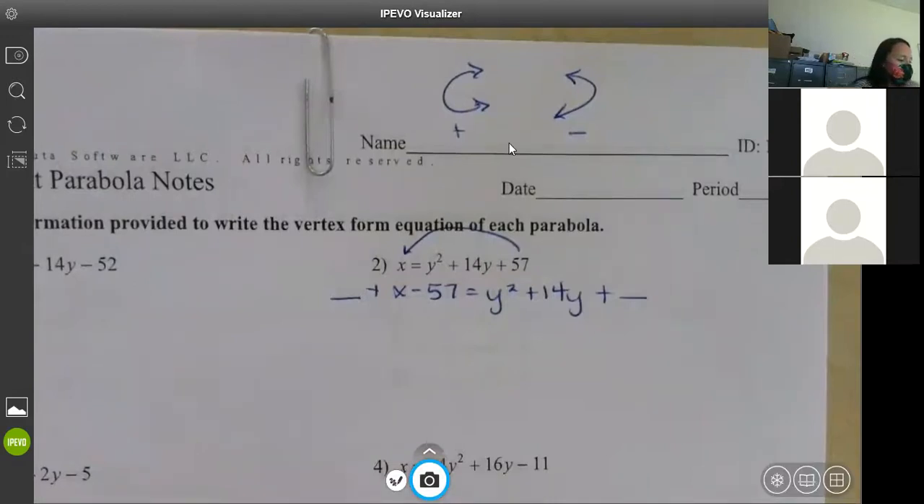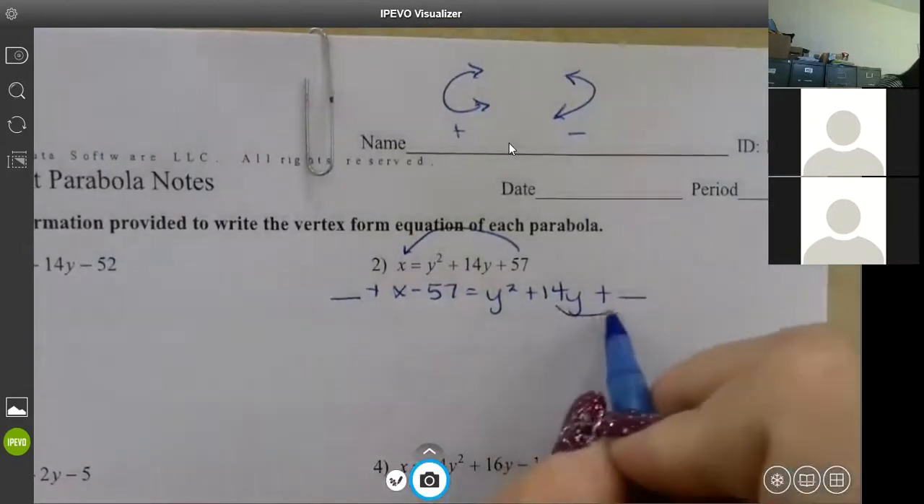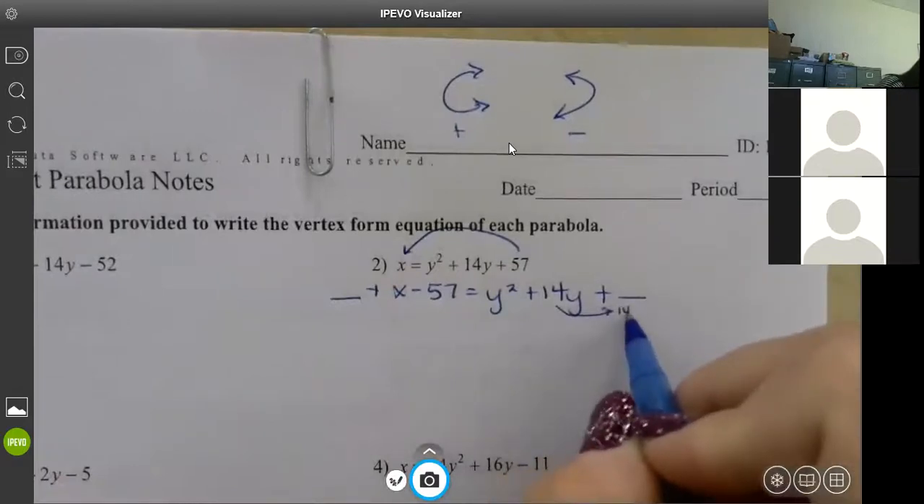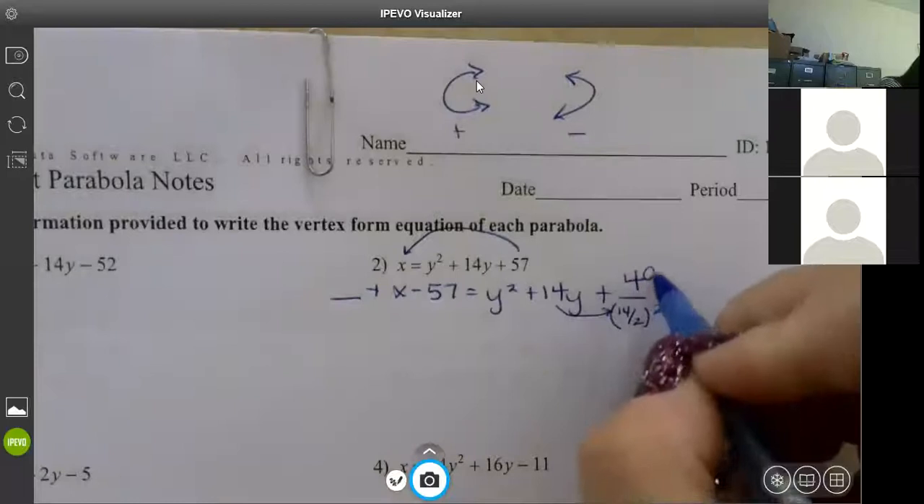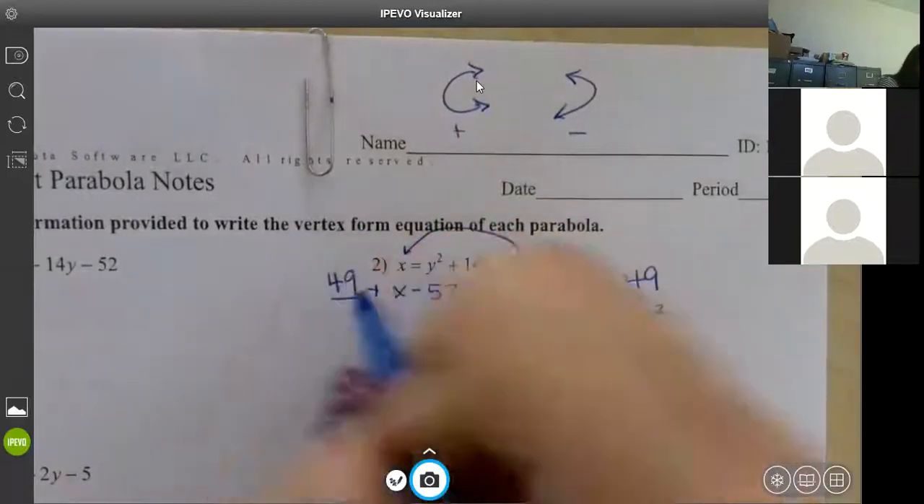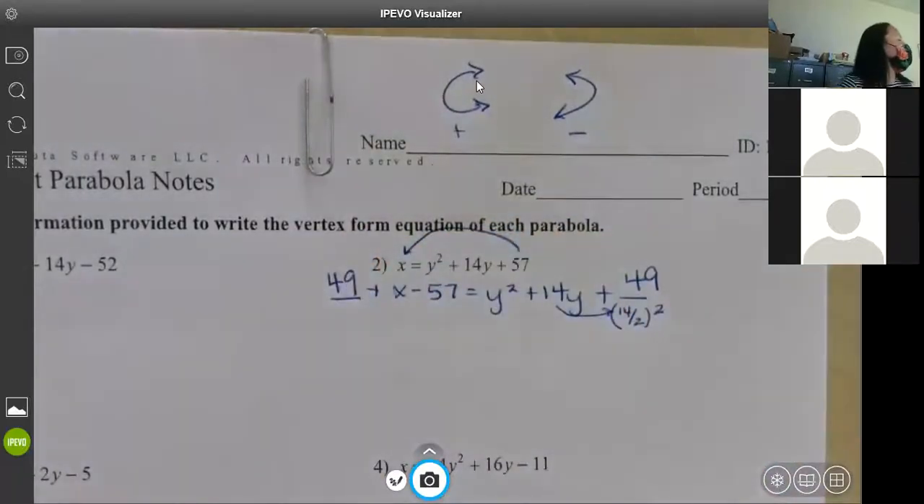Okay. Remember, to get this blank, it's 14 divided by 2 squared. What is 14 divided by 2 squared? 49. What I do to one side, I do the other. Since I didn't take anything out or put anything back in, it's just regular. All right.